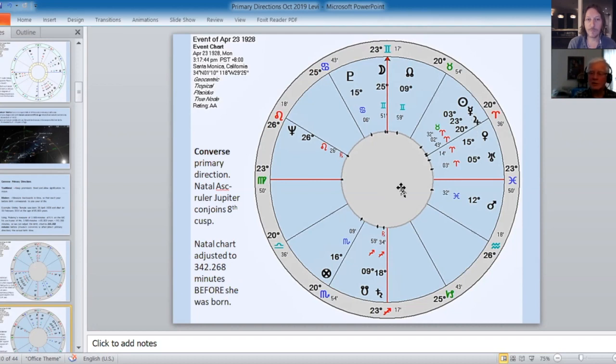And look what happens. Jupiter, her ascendant ruler natally, is pretty much exactly on the 8th cusp, 2036, 2043. And that correlates very closely with her time of death. Interesting. So, the symbolism fits, and when we do the math, it fits.